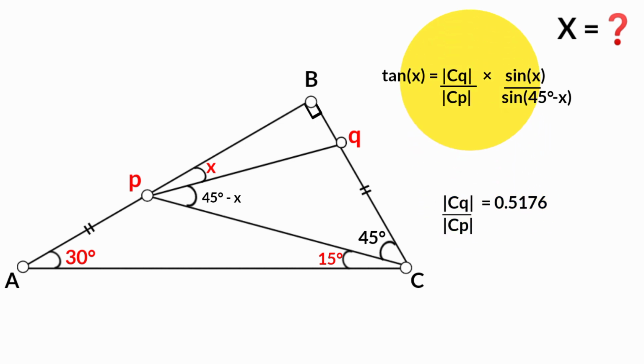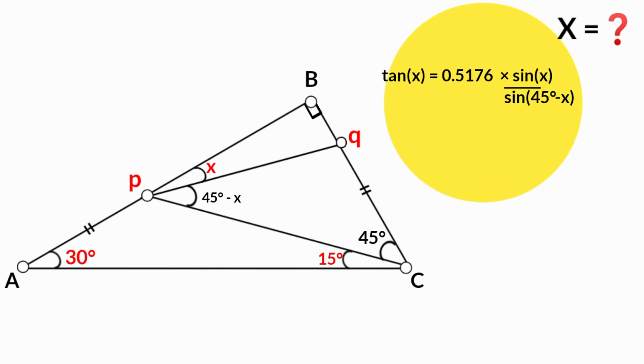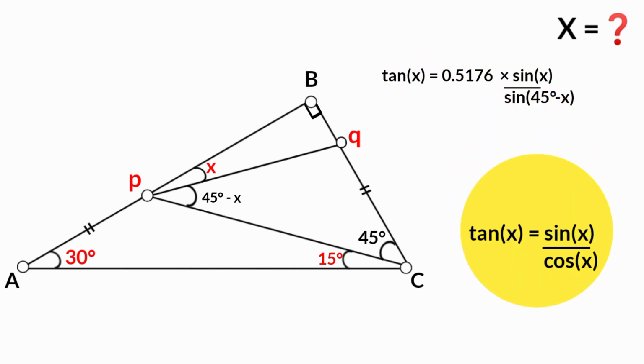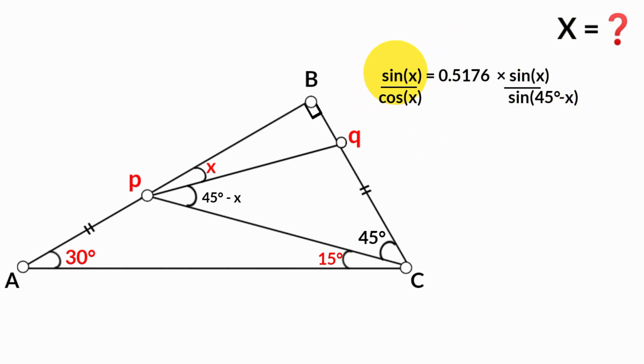So if we substitute here now, tan x equals 0.5176 times sine x over sine 45 degrees minus x. Tan x from trigonometry we know is the same as sine x over cos x. So if we substitute here, sine x over cos x equals 0.5176 times sine x over sine 45 degrees minus x. If you look, this sine x will eliminate this sine x, but if you don't understand, just try dividing both sides by sine x and see. Now 1 over cos x equals 0.5176 times 1 over sine 45 degrees minus x.